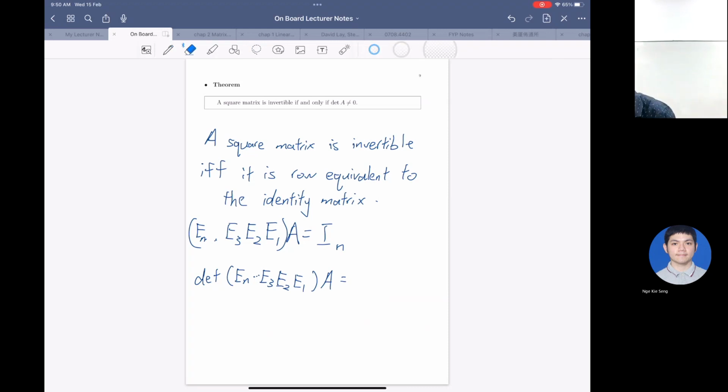Sorry, I missed something. So, determinant of... Okay. Just now we learned that for the determinant of an elementary matrix with any matrix, we can split out the determinant. So the determinant is multiplicative on the elementary matrices. Okay, so we can split them up one by one.